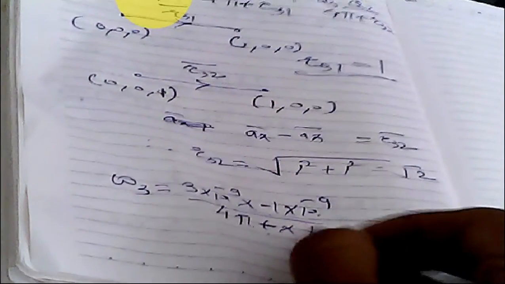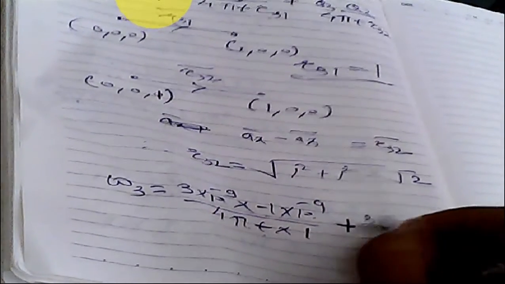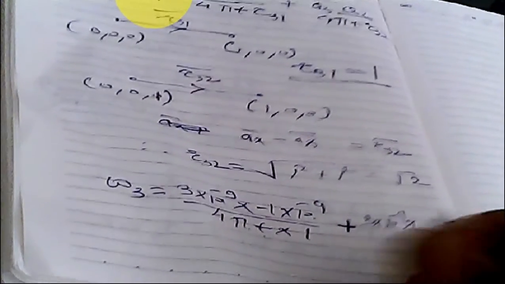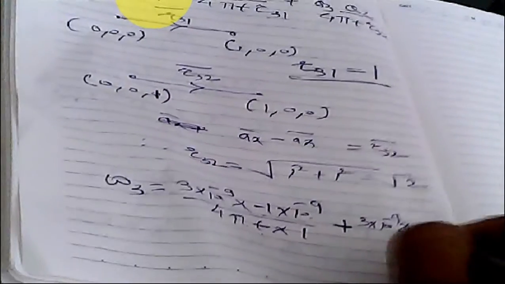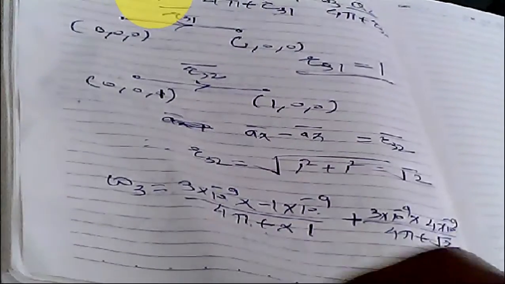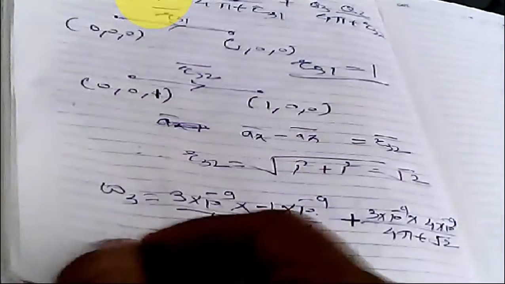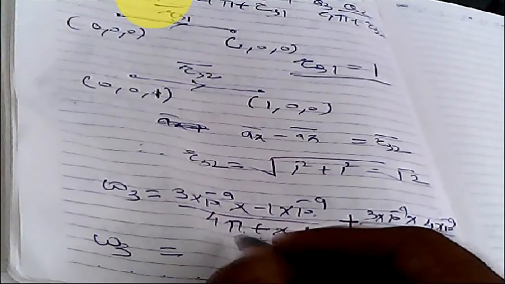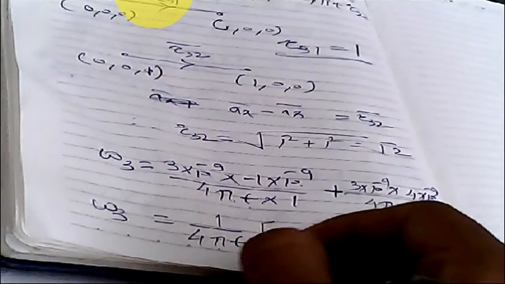R31 value we have calculated as 1, plus what is the Q3 value? 3 nanocoulomb, 3 into 10 raised to minus 9, into what is the Q2 value now? Q2 value is 4 nanocoulomb. So 4 into 10 raised to minus 9 divided by 4 pi epsilon, and this value we have got as root 2. What is root 2? It is R32. So if we try to solve that, we get W3 is equal to, now I can take 1 upon 4 pi epsilon as common. Yes, I can take it, and I will calculate here.